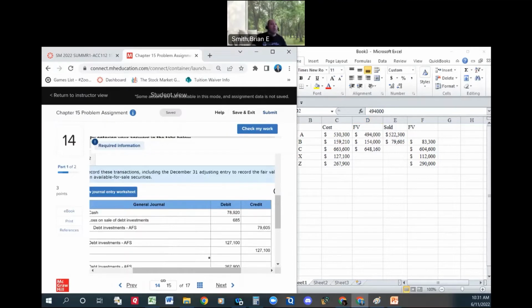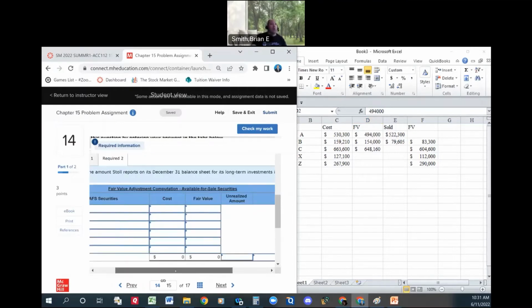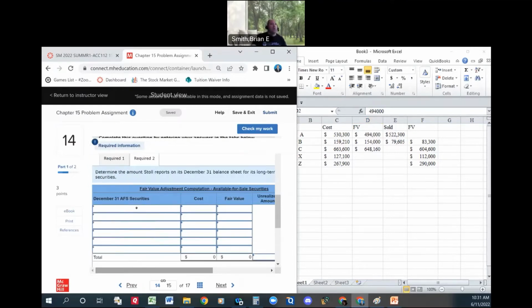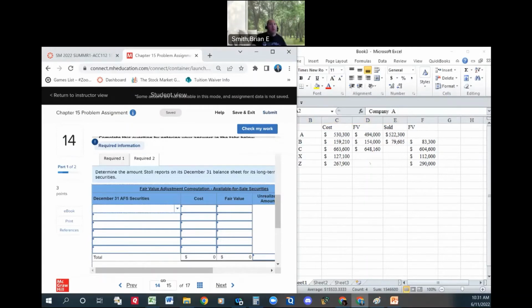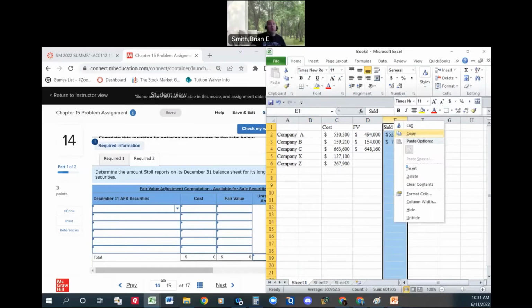Let's go over to here. So December 31st, available for sale securities. Because company A, we've already sold all these off. Okay, we're not going to need to list them again. What we need to know, though, is what was our fair value adjustment balance ahead of time. So let's go ahead and look and see what that was.